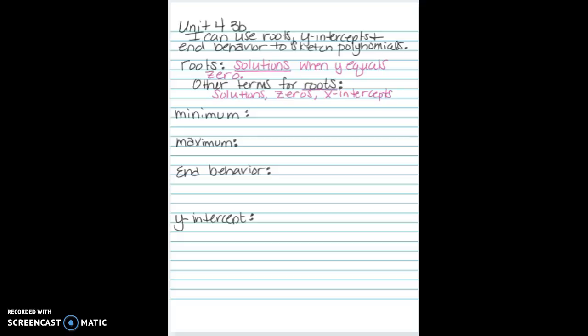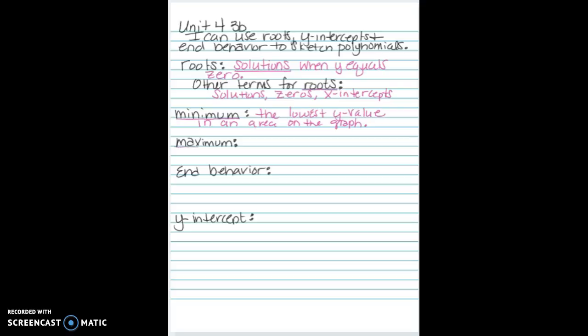The next word that we need to know is minimum. The minimum value is the lowest y value, very important, it is a y value, not an x value, in an area of the graph. It doesn't have to be the lowest on the graph, period, but it does need to be the lowest in a specific area.